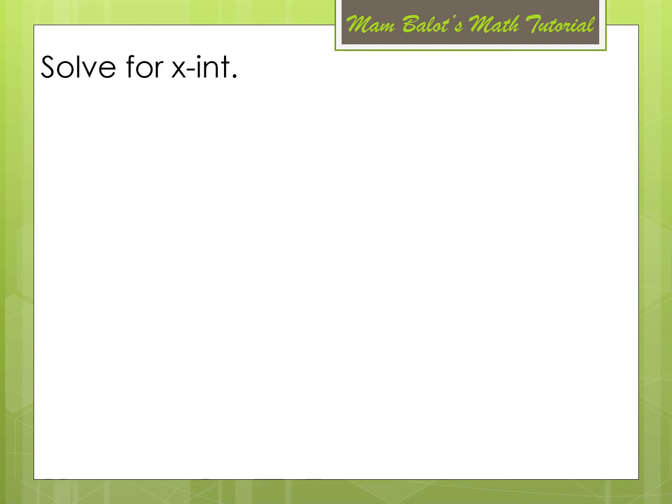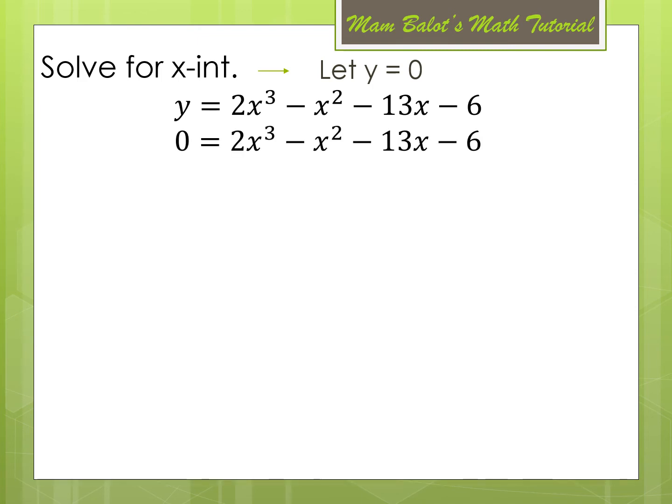To solve for the x-intercept, we must let y equal 0. So from that function, we have 0 is equal to 2x cubed minus x squared minus 13x minus 6. To solve for the values of x, we will use the synthetic division method. We have the coefficients of the function, which are 2, -1, -13, and -6. So we try the value 3.